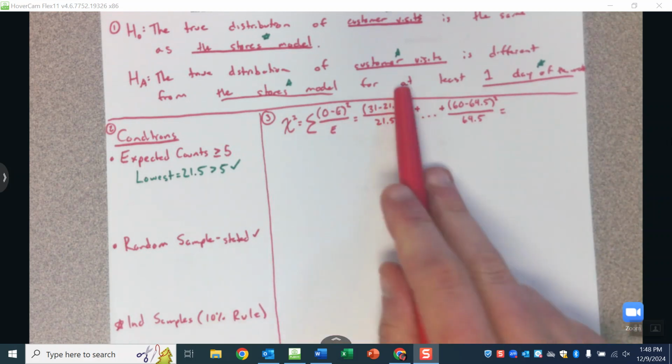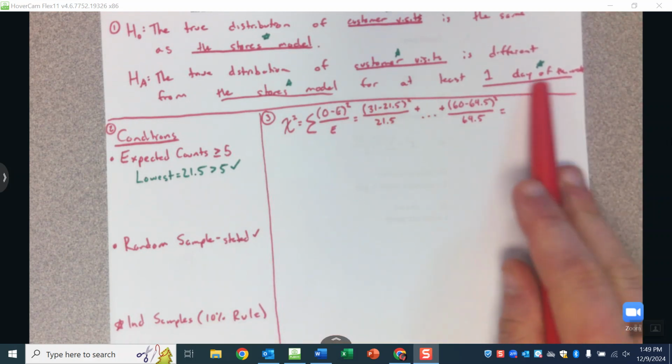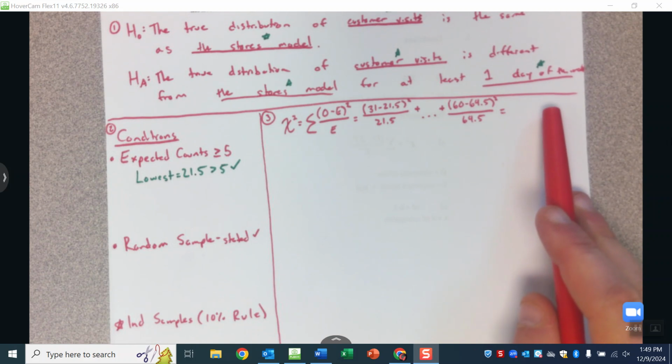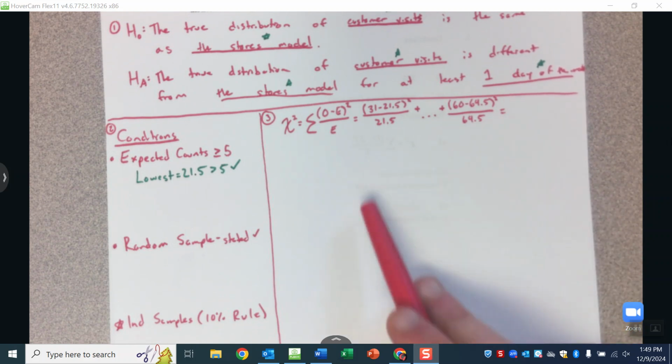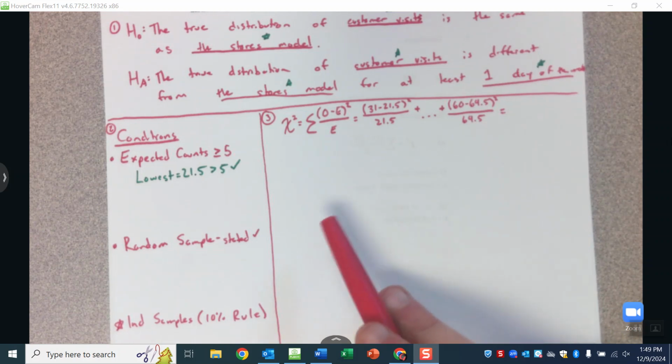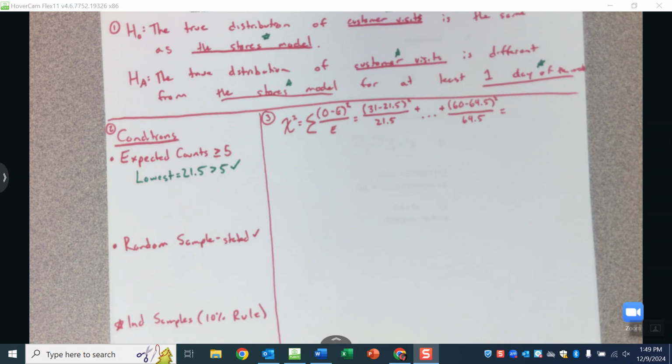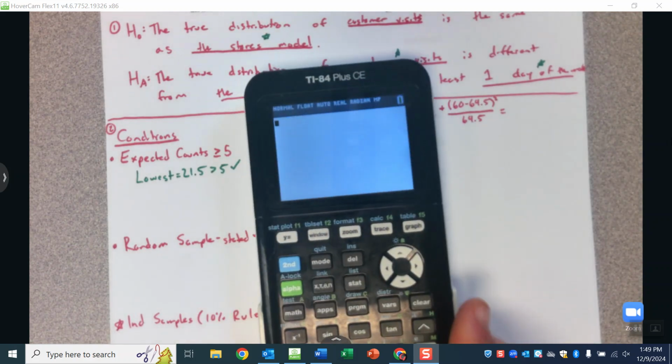All right, and this work is going to give me my test statistic. When I have my test statistic, I'm going to mark it on a sketch, and then I'll shade, and I'll find that shaded area. Now, doing all of this is a hassle, so we're going to let the calculator do it.